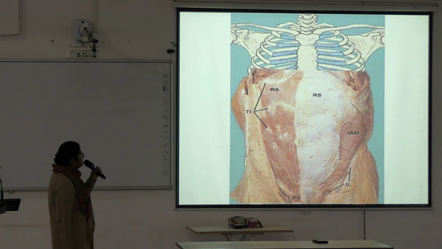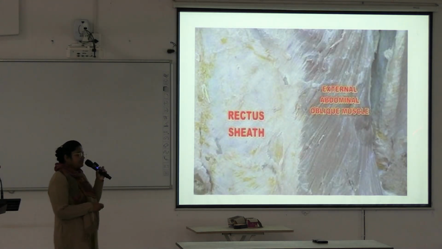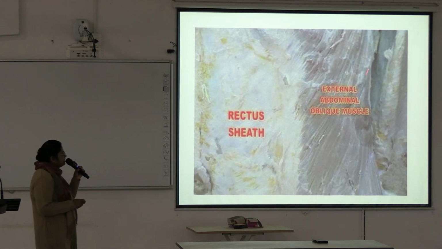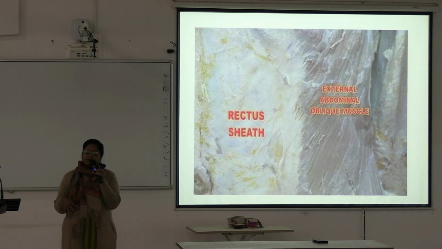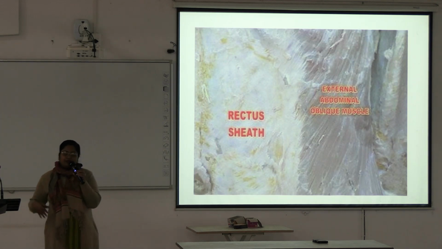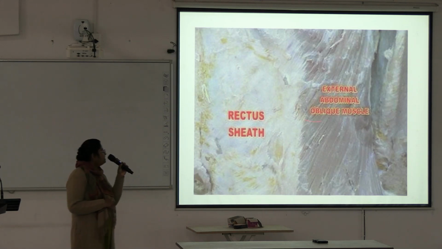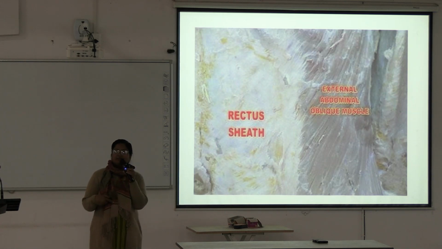Okay, next, here you can see the fiber direction. Fiber direction of external oblique is downward, forward and medially. Like if you put the hand in your pocket: downward, forward and medially. This is the fiber direction of external oblique. From the fiber direction you have to identify the muscle.